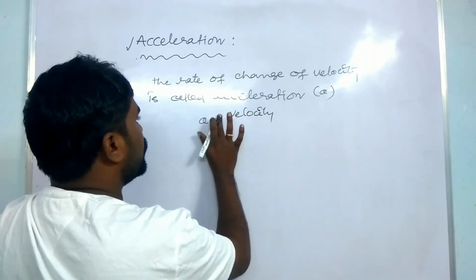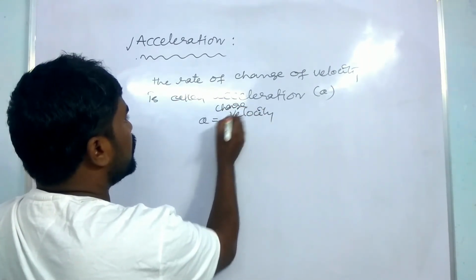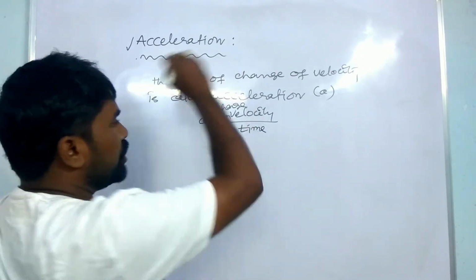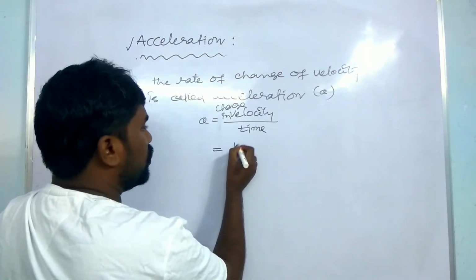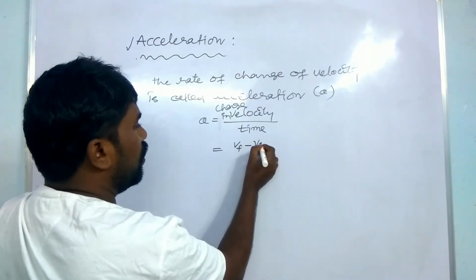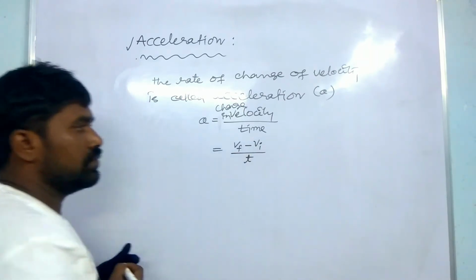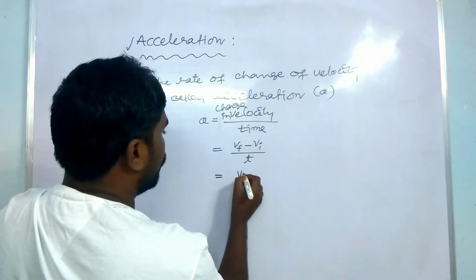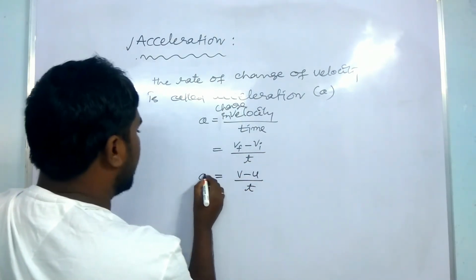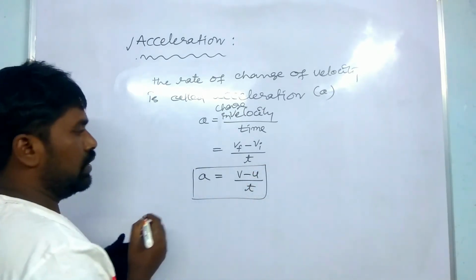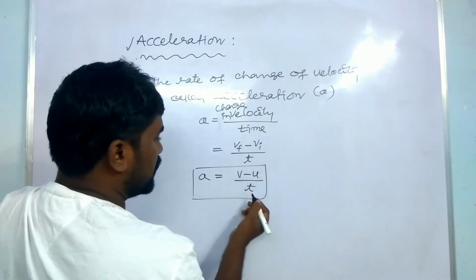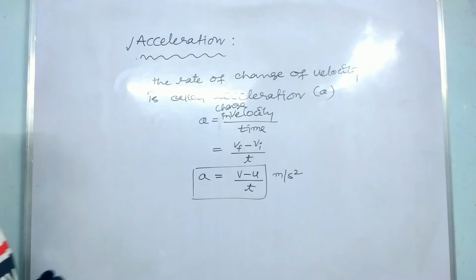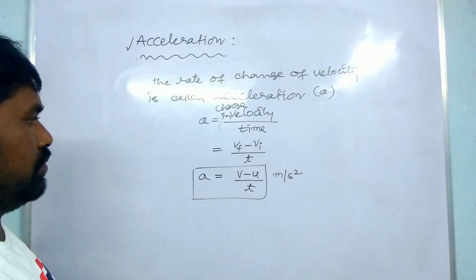Which type of velocity? Change in velocity by time. So this is important. Here the change in velocity is nothing but the final velocity of the object minus the initial velocity of the object, divided by time. F for final, I for initial. Or it is nothing but V minus U by T. So this is the acceleration formula. The unit of velocity is meter per second, and divided by second, it is meter per second square. So the unit of acceleration is meter per second square.